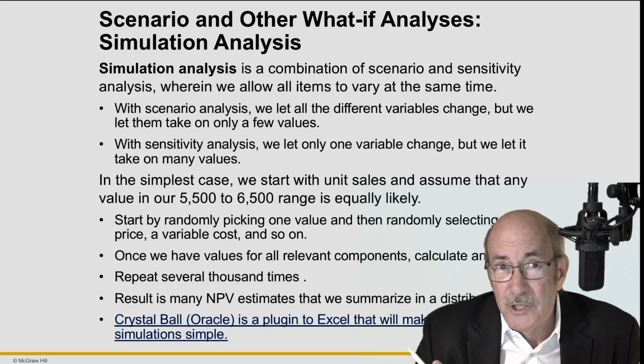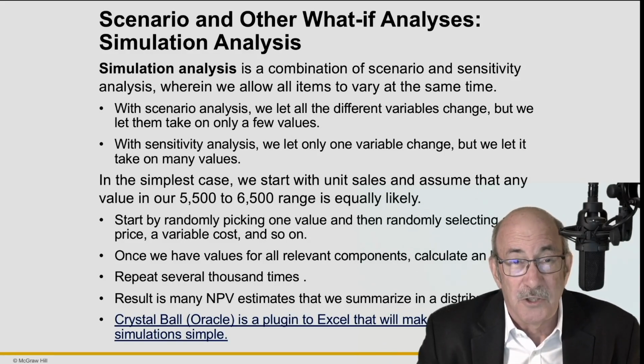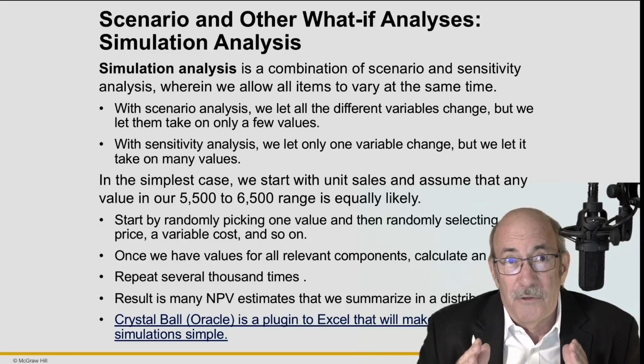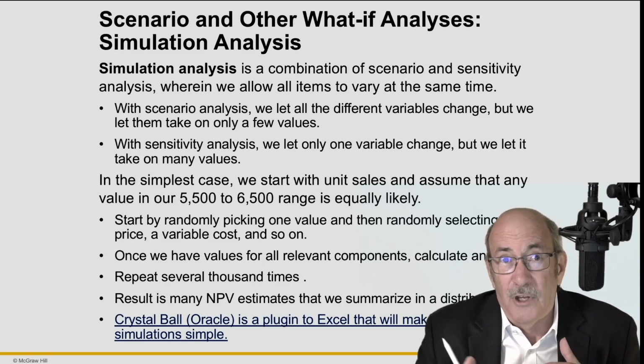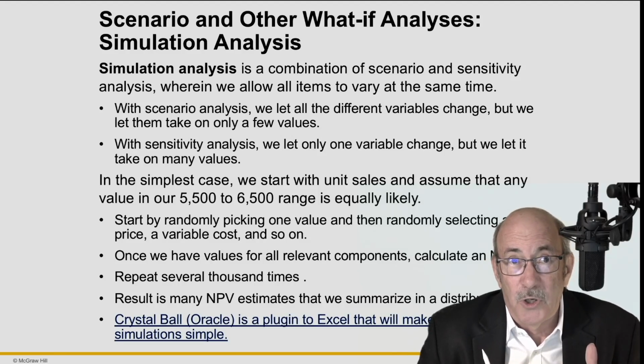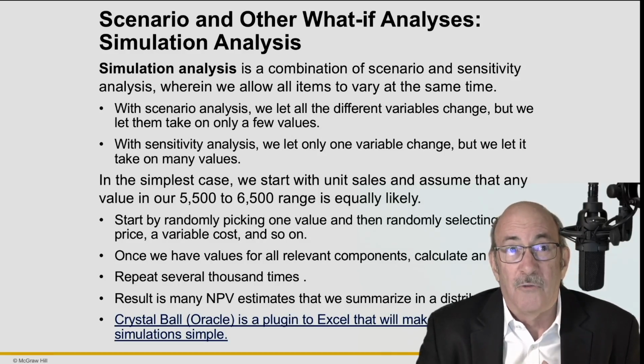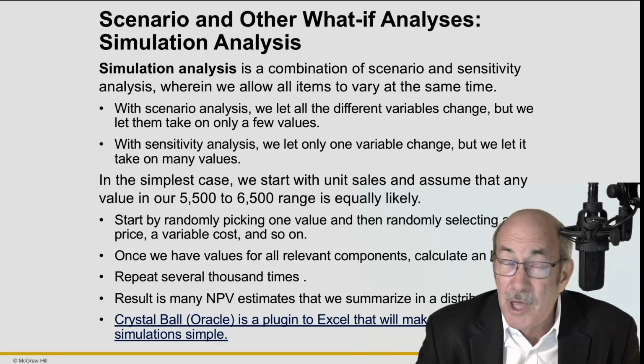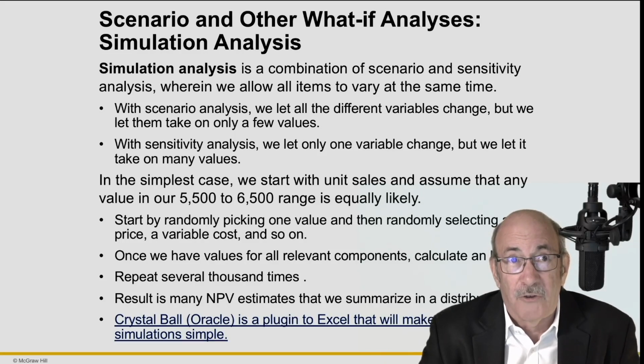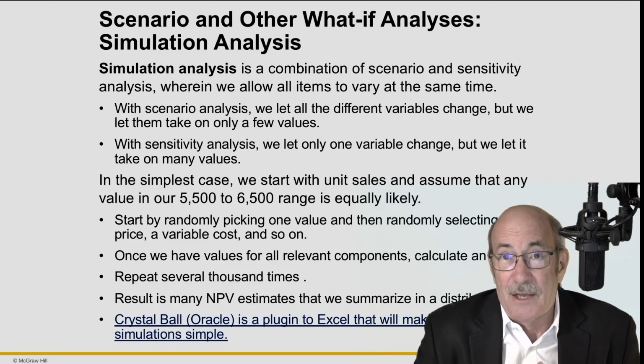Are they normally distributed? Is it a uniform distribution? What does it look like? We're going to do that for the fixed costs, for the variable costs, for the price per unit sold, for the number of units. We're going to parameterize all four of those items. And then we're going to run this Monte Carlo simulation. So the way the simulation works is that we might, say, run it 10,000 times.